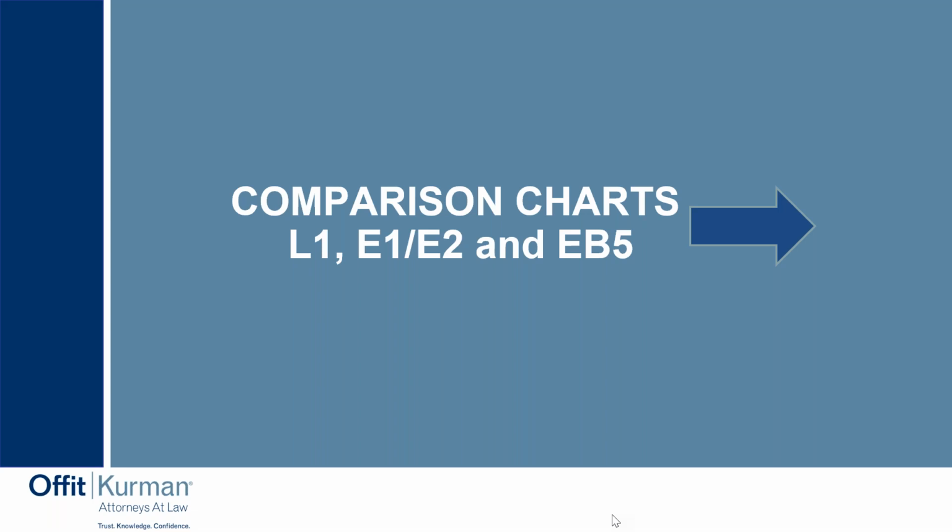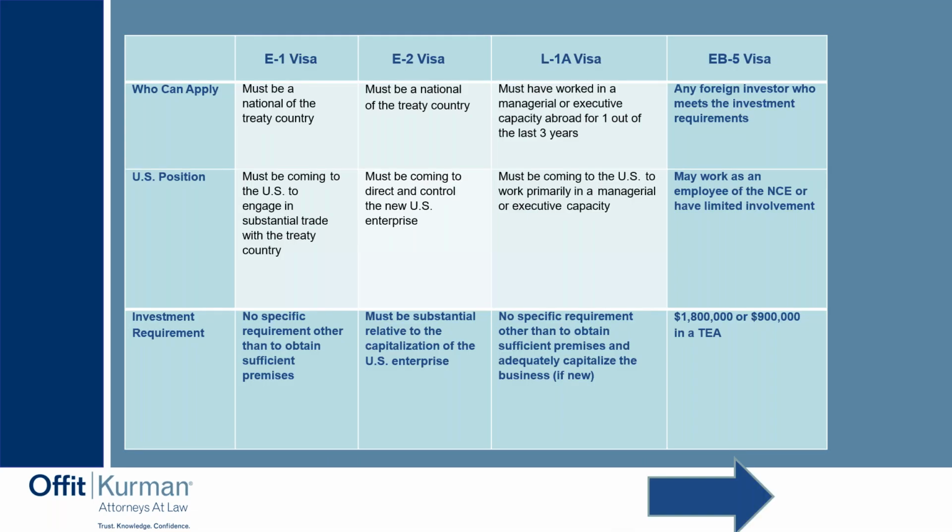Okay, so what I have here now, I won't spend a whole lot of time on, but this may be useful, and you can consult these slides later. This is a comparison of the E1, E2, L1, EB-5, based on who can apply, what they have to do in the US when they get here, what the minimum investment requirement is, and so forth.